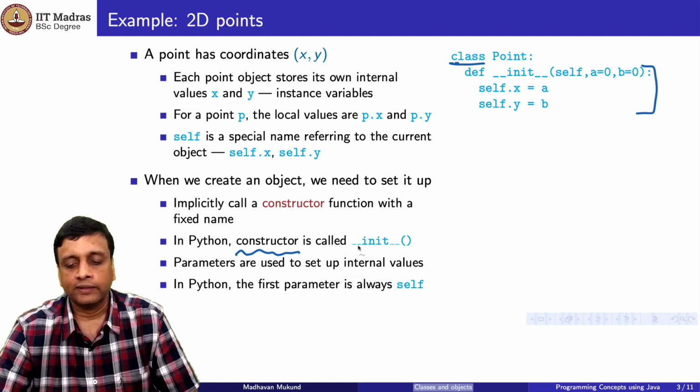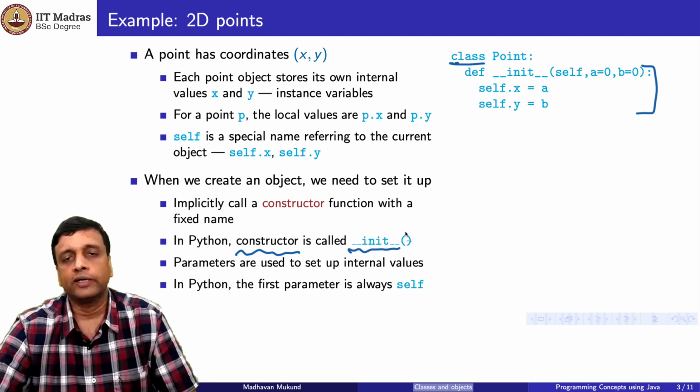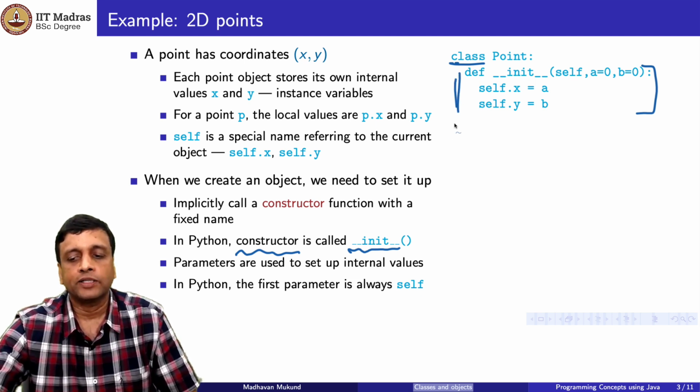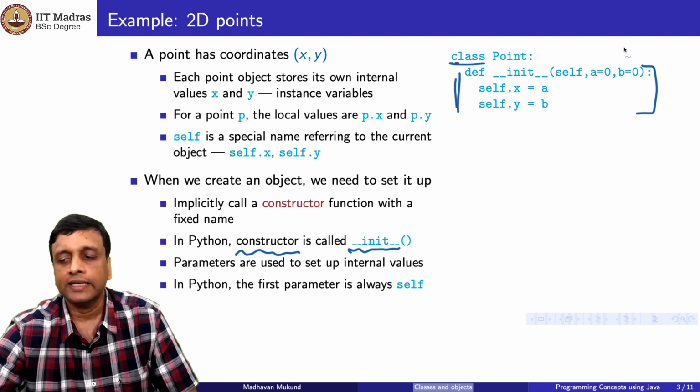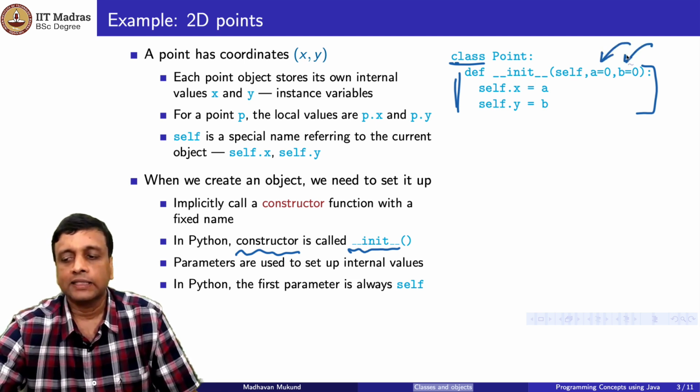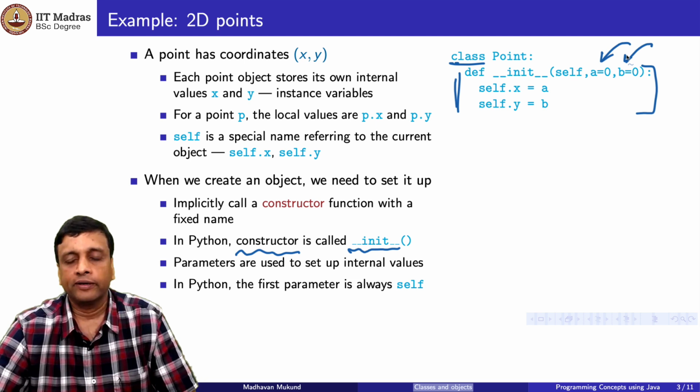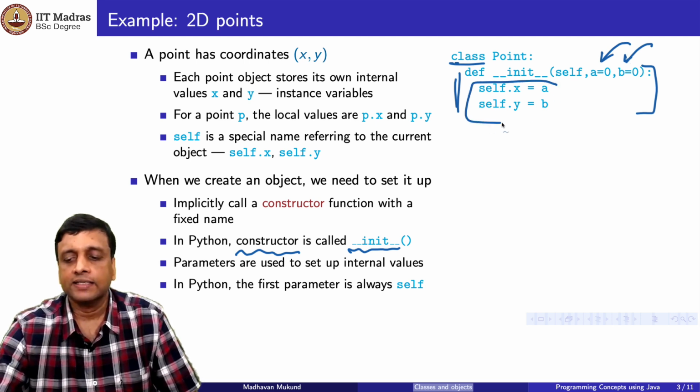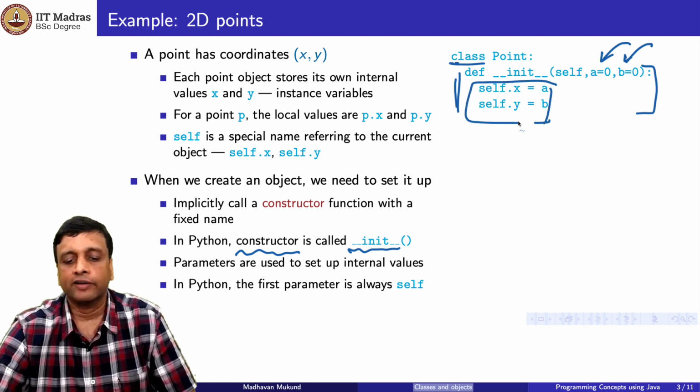In the context of Python, this name is underscore underscore init underscore underscore. So every time we create a point, this function will be executed. This function takes arguments. These are the values that I would like to provide the point, and internally it sets the instance variables based on the arguments that I provided.